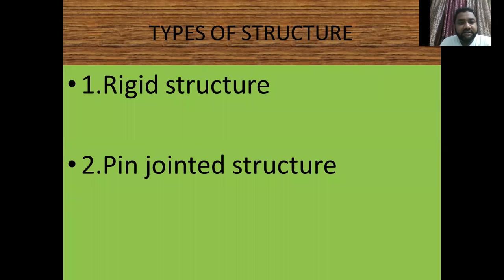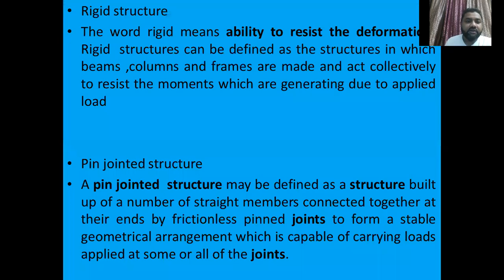Now, how to define the rigid structure? The word rigid means what? The word rigid means the ability to resist the deformation. We already know because we have already studied the equilibrium conditions, the equilibrium problems of rigid body in our engineering mechanics subject, and so also in the strength of material or the solid mechanics subject. We solved different numerical problems of rigid body.